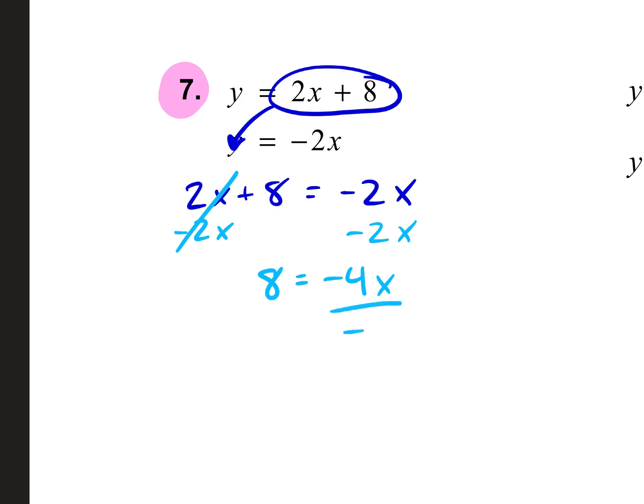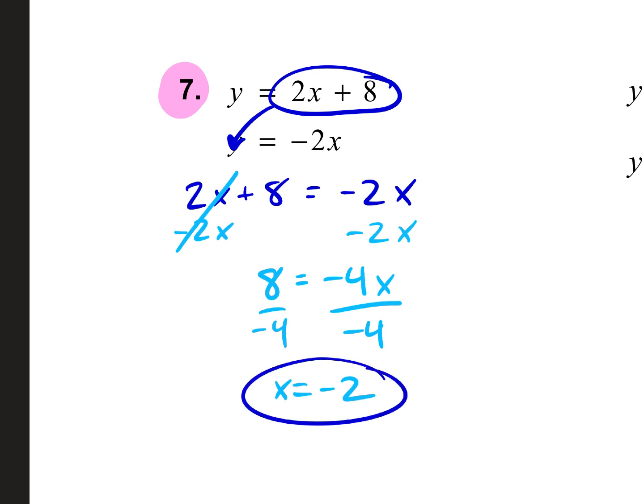What do I do next? Divide by negative 4. What's 8 divided by negative 4? Negative 2. So I have x is equal to negative 2. What do I do with that? Plug it in. Plug it into what? Make sure you plug it into x. We can plug it into the second one because I think that's a little bit easier.